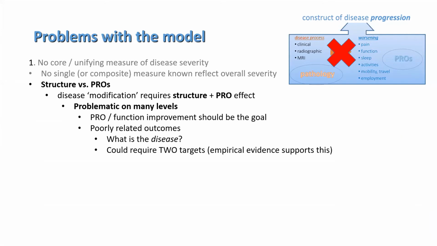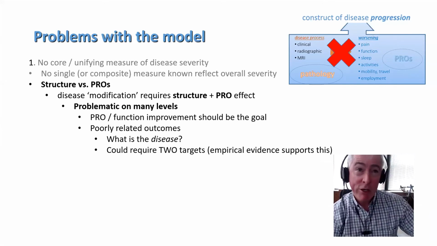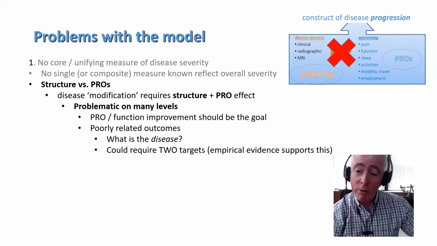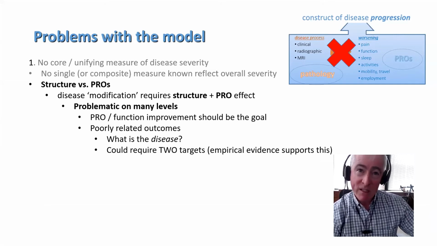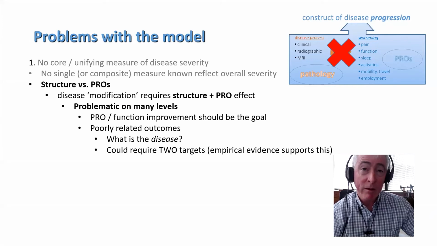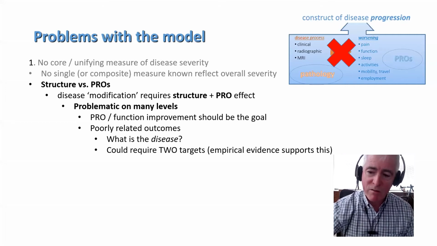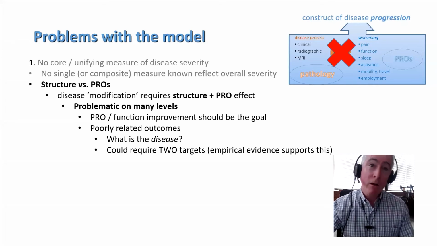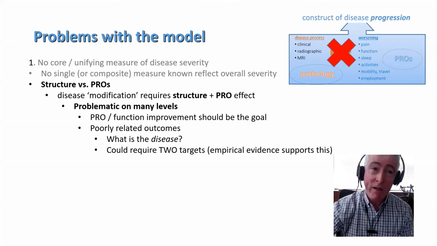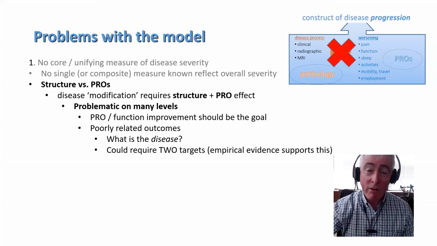It's a bit of a can of worms because actually change in PROs and function improvement should be the goal. I don't think people care what their knee x-rays look like. They care about the pain and how it's impairing their life. And the other philosophical question is, if these two poorly related sets of features of OA are both needed, what really is the disease? And puzzlingly, in order to achieve disease modification by influencing both aspects of disease, you could actually have to target two tissues. And in fact, there's empirical evidence to support this, with some trials showing effects on one target, not affecting PROs, and vice versa.